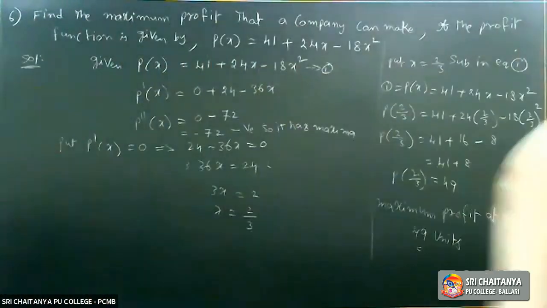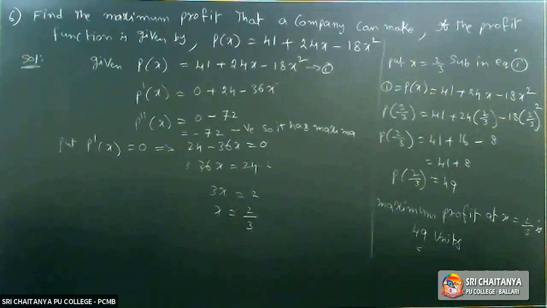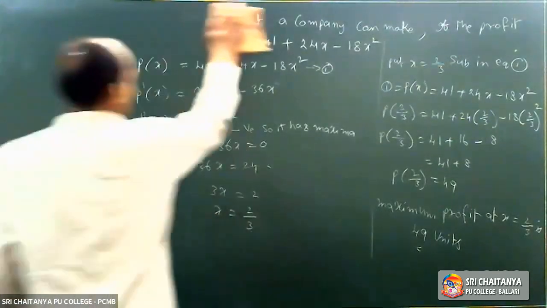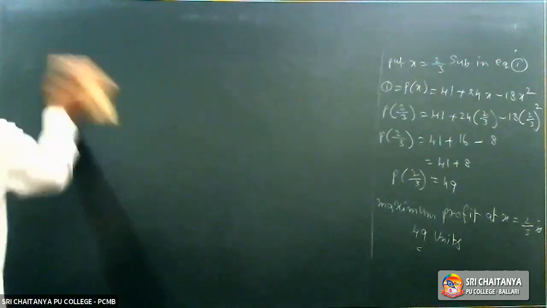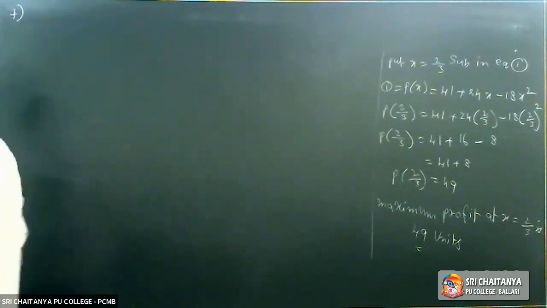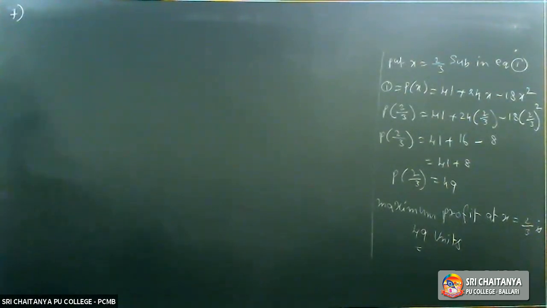Write down the next, seventh question. Find both the maximum value and minimum value.